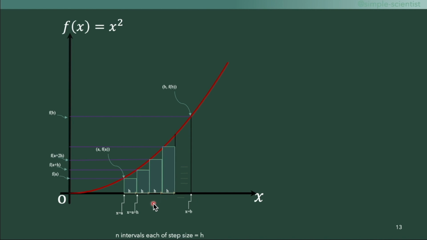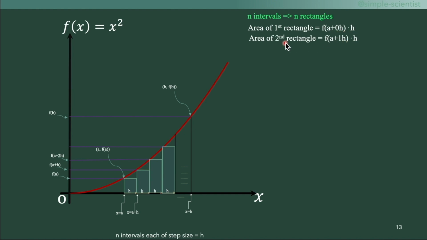Now note that the number of rectangles equals the number of intervals, and the number of intervals is n. Now we need to find the area of all these rectangles. As I said, the area of the first rectangle is the product of its width and height, that is f of a into h.